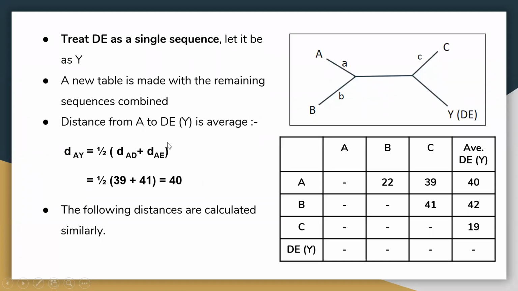The distance from A to Y is the average of D to A and also A to E. As you can see in this formula, the distance of AD plus the distance of AE, and half of this answer to find the average will equal to 40. So the average distance of A to Y would be 40. The same method is applied for the distance of B to DE, which is 42, and C to DE, which is 19.